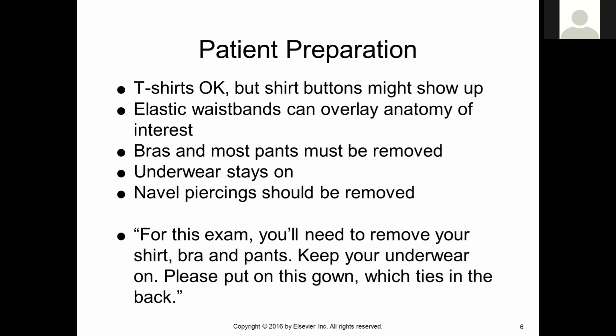So an example of dressing instructions you would give for an abdomen x-ray: For this exam, you'll need to remove your shirt, bra, and pants. Keep your underwear on. Please put on this gown. It ties in the back. I usually tell patients, take out everything except your underwear. So shirt, bra, pants. Underwear stays on, socks and shoes can stay on, but we're removing other artifacts. So buttons, metal zippers, very tight elastic, those would all be problematic.